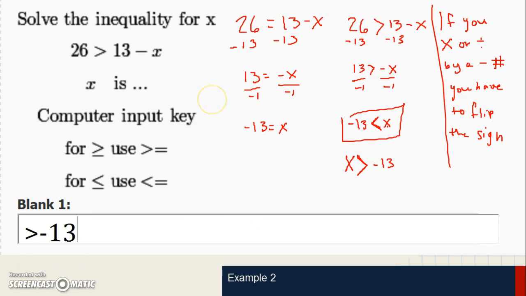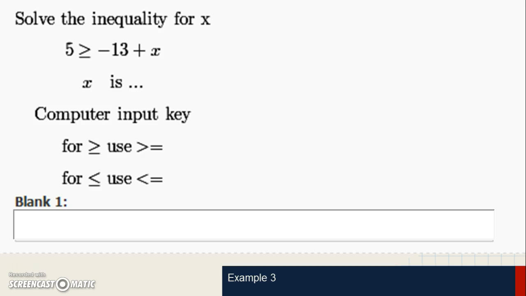So we'll go on to our next example and explain a little bit more about how the flipping of the inequality signs works. Y is greater than or equal to -13 plus x. So we kind of understand how to do it if it looks like an equation. We're just going to go ahead and do this one straight through. So 5 is greater than or equal to -13 plus x. What's happening to x? It's being subtracted by 13. So we'll go ahead and add 13. And we end up with 18 is greater than or equal to x.